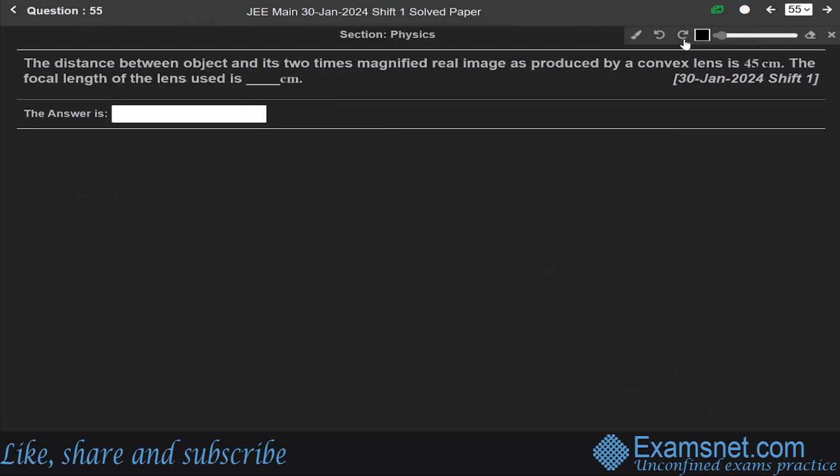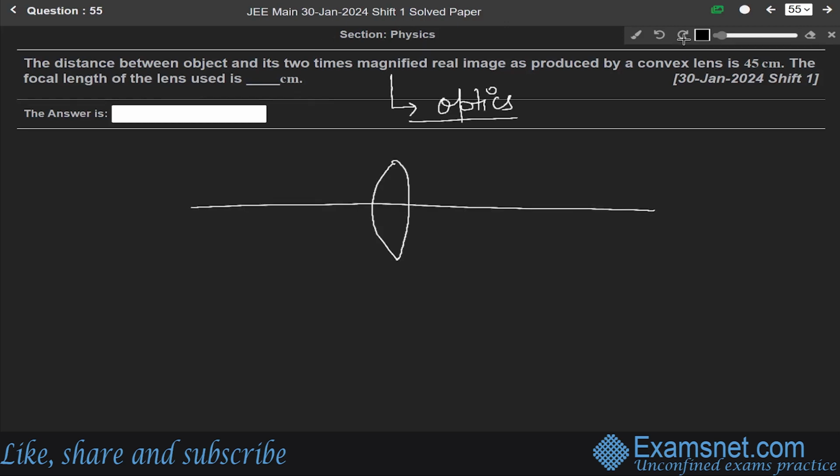Now next question, question number 55. The distance between object and its 2 times magnified real image as produced by a convex lens is 45 centimeter. The focal length of the lens used is. So this question is from the chapter of optics. According to this question, there is a convex lens. And 2 times magnified real image means if the object is here, the image is forming here.